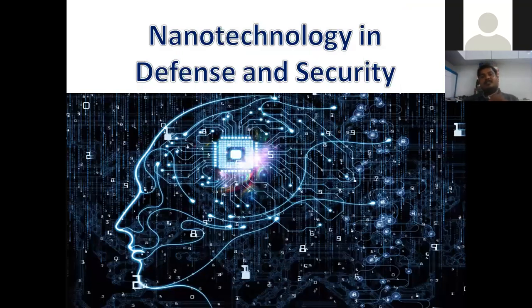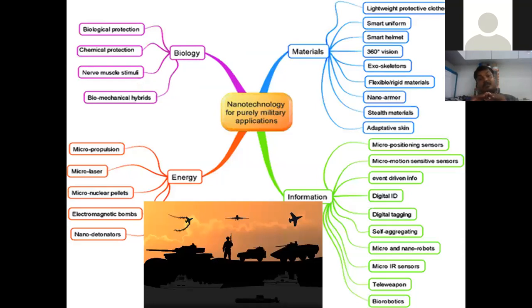Nanotechnology in defense and security is a major thing, today's topic. Nanotechnology purely in military applications has four different bases: biology, materials, information, and energy. In biology, there is biological protection, chemical protection, nerve muscle stimuli, biomechanical hybrids, and in materials, like the smart uniform, smart helmet, 360 vision, and exoskeletons.